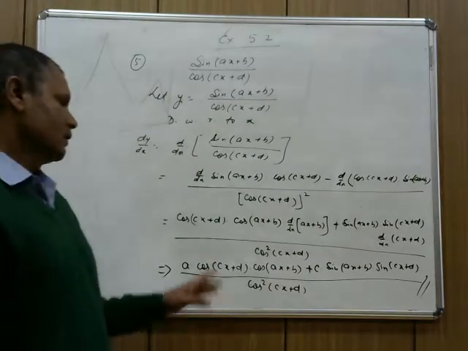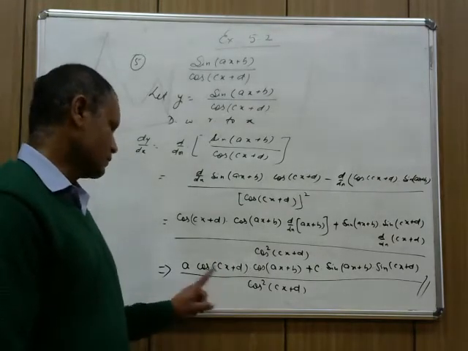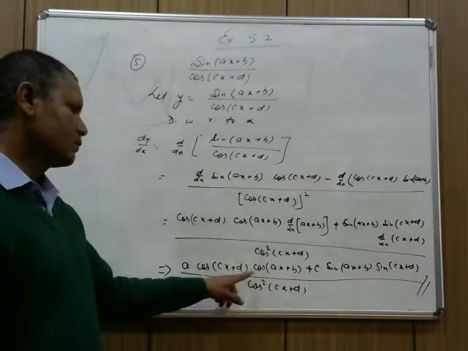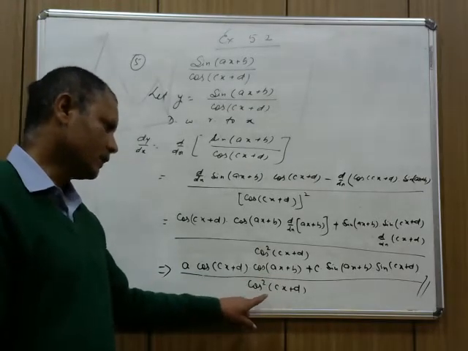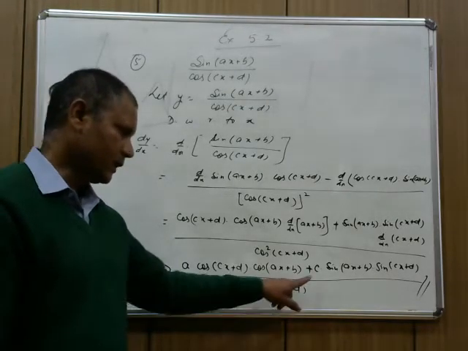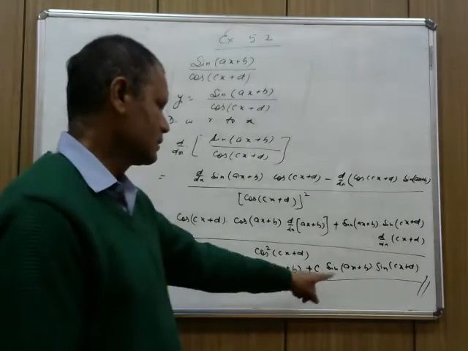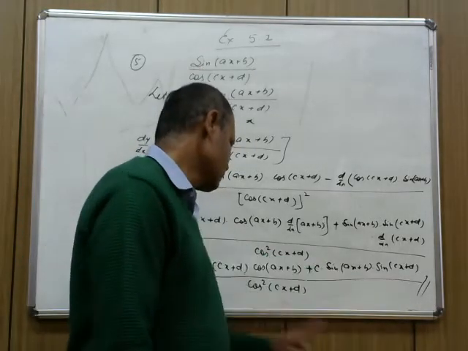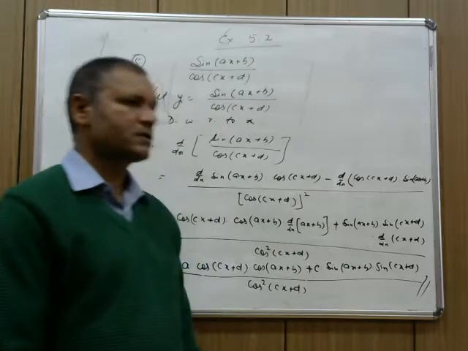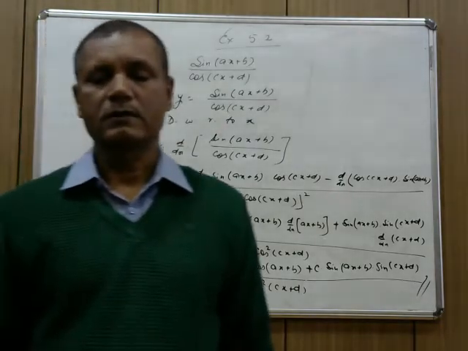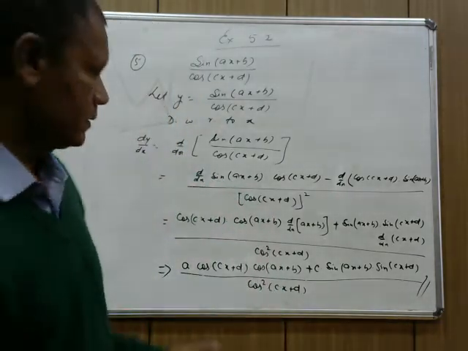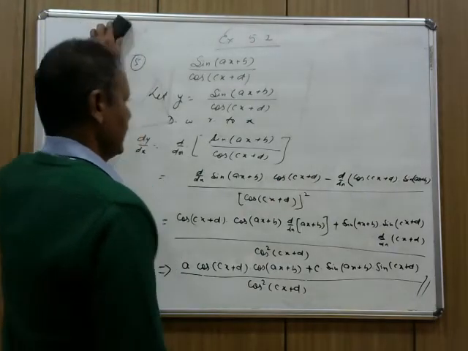Even we can bifurcate it into two places also: a into cos(cx + d) into cos(ax + b) whole divided by cos square (cx + d), plus c into sin(ax + b) into sin(cx + d) divided by cos square (cx + d). So you can get the answer in two parts also, right? Now the next question.